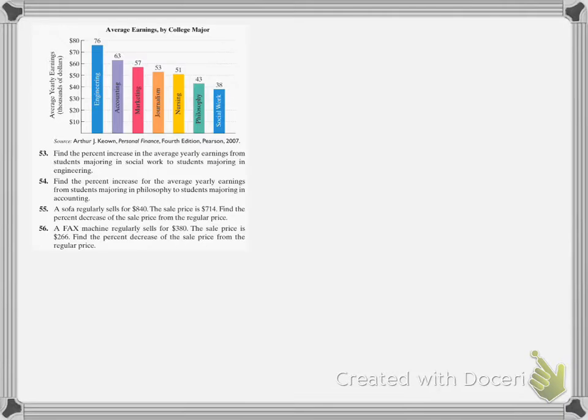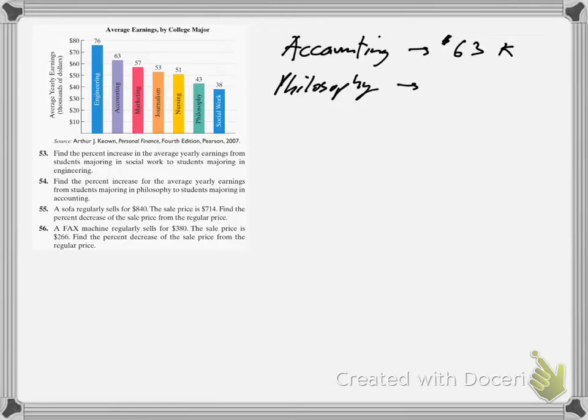Okay, so we want to find out a student in philosophy or accounting. An accounting student makes about 63K, right? And the philosophy major, which I was a philosophy major, that was my first degree, and before I went back for math, so I don't agree with this number because I never made that much money. 43K. Okay, so we want to find the percent increase.